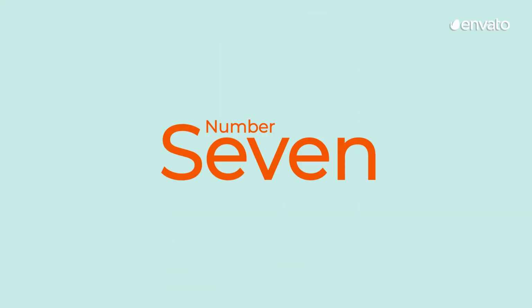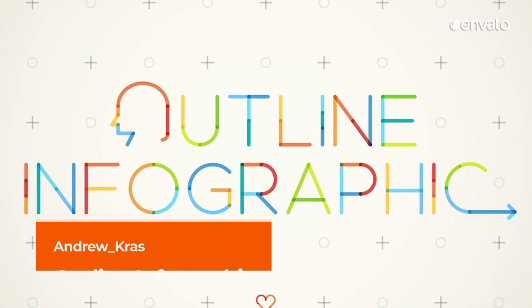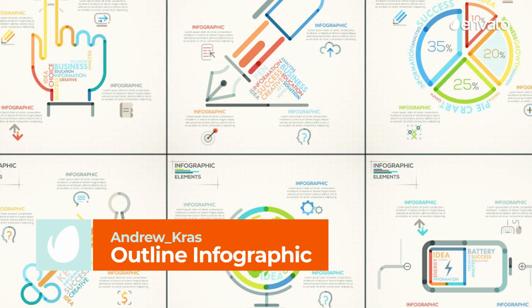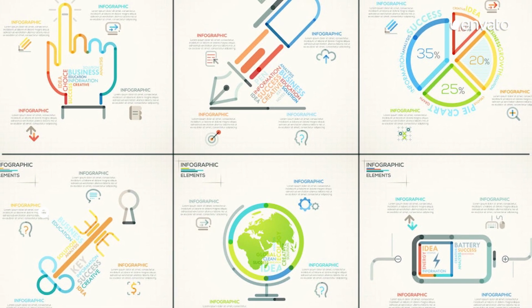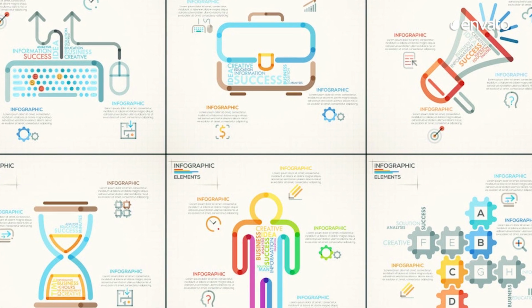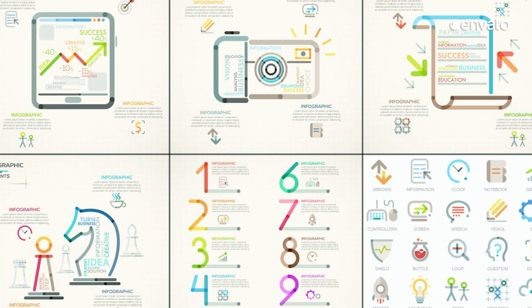Number 7. Outline Infographic by Andrew Crass. Web design, workflow layout, and process templates can all benefit from the modern elements included in this massive infographic template pack. It includes 40 ready-made templates with icons like dollar signs, puzzle shapes, megaphones, pie charts, and more.